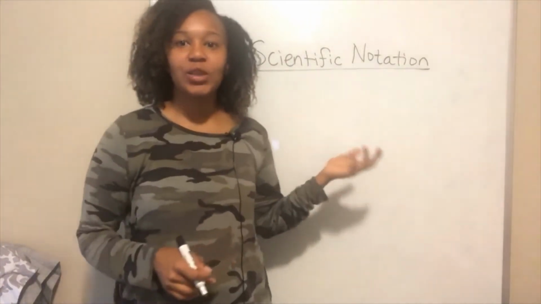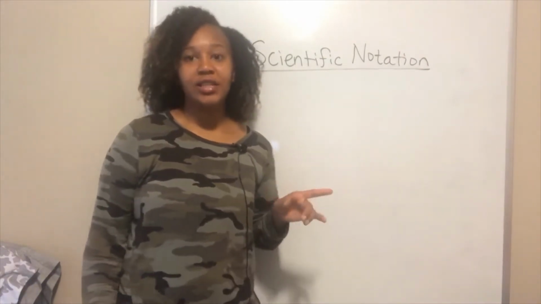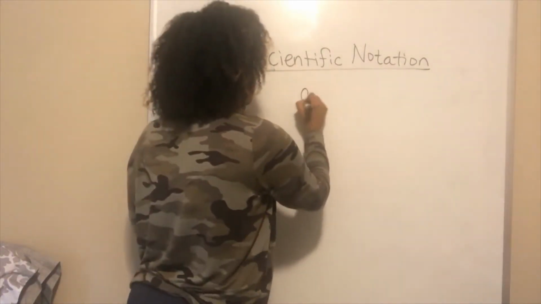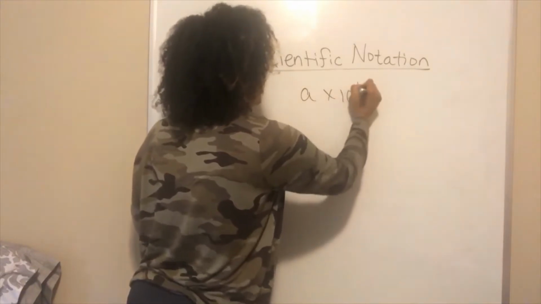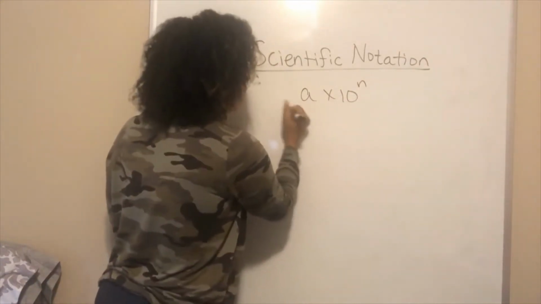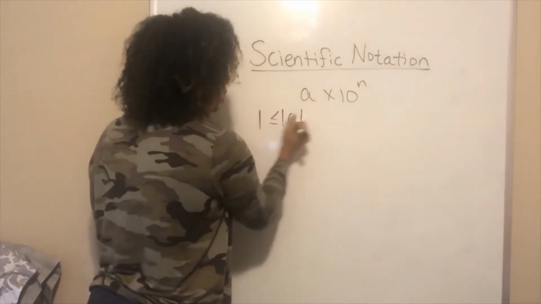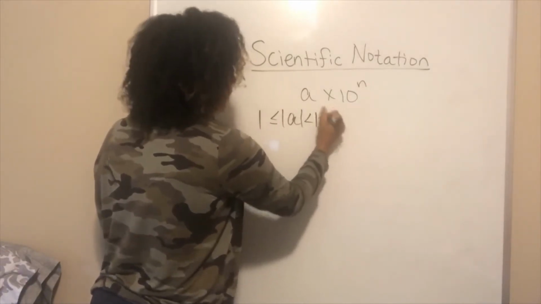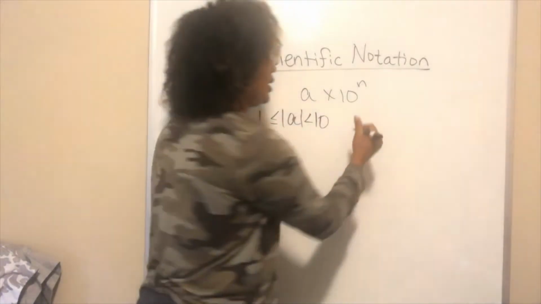Let's get started. So what is scientific notation? Scientific notation is a number that is expressed in this form, a times 10 to the nth power, where the absolute value of a is between 1, it could be equal to 1, but less than 10, and n is an integer.